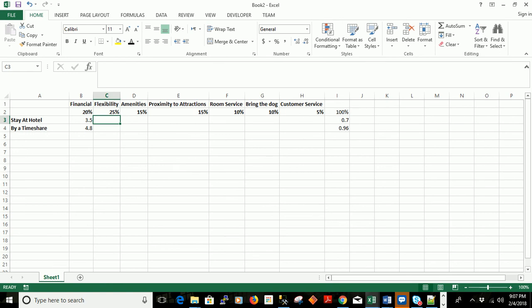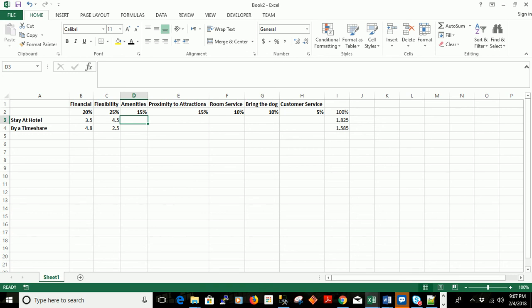Now, as far as flexibility goes, staying in a hotel is pretty flexible. Sometimes you can't get a room in certain times of the year, so you run that risk. But other than that, it's pretty flexible. If you can't get a room in one town, then just go stay at a different place, right? Go to a different beach. And as far as a timeshare, you have a little bit of flexibility because you can trade timeshares, but it's not as good as a hotel. So I'm going to rank it at about half, at 2.5 of 5.